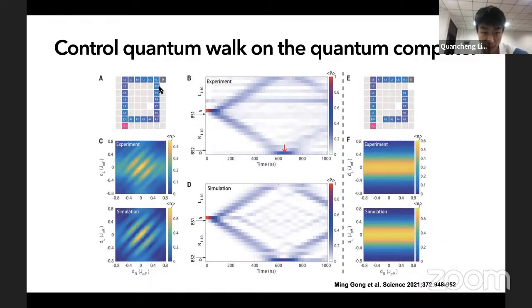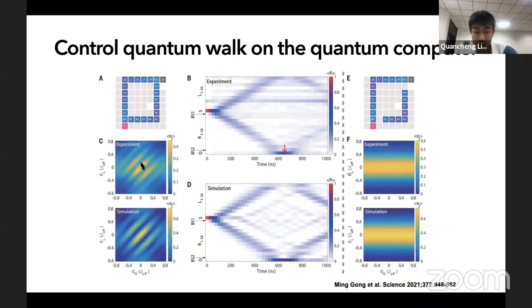For example, you make this route a little bit longer, or you make this route a little bit longer. So there will be a phase difference, and you will have constructive or destructive interference at this place or this place. And this is what they see in the experiment. And again, this agrees very nicely with the numerical simulation.